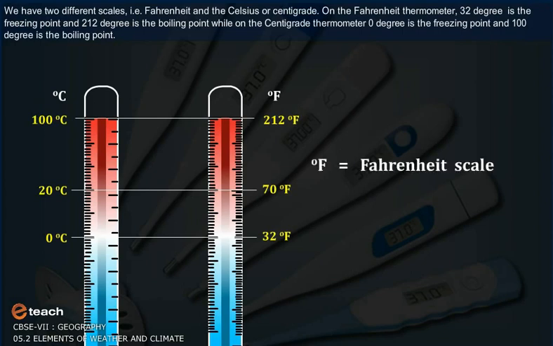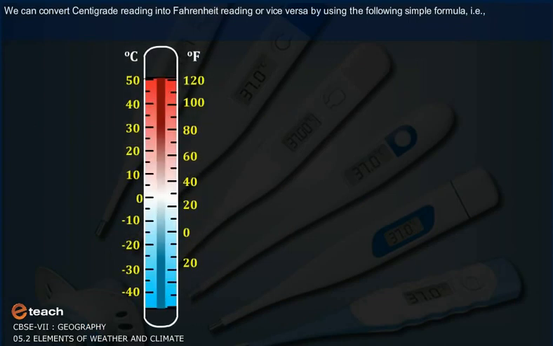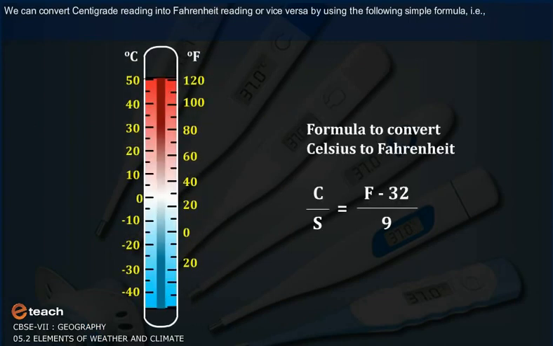We have two different scales, that is, Fahrenheit and the Celsius or centigrade. On the Fahrenheit thermometer, 32 degrees is the freezing point and 212 degrees is the boiling point, while on the centigrade thermometer, 0 degrees is the freezing point and 100 degrees is the boiling point. We can convert a centigrade reading into a Fahrenheit reading or vice versa by using the following simple formula: C/5 = (F - 32)/9.